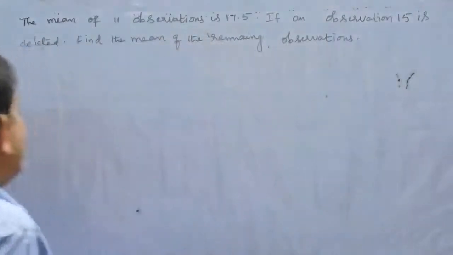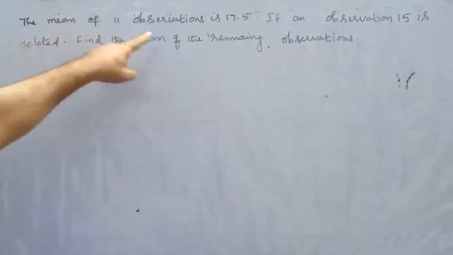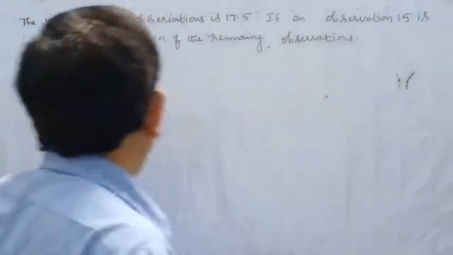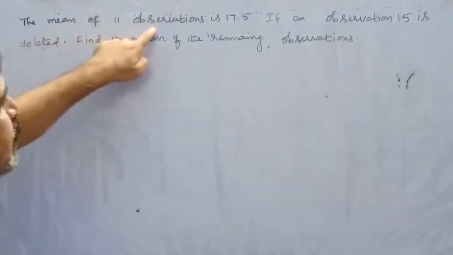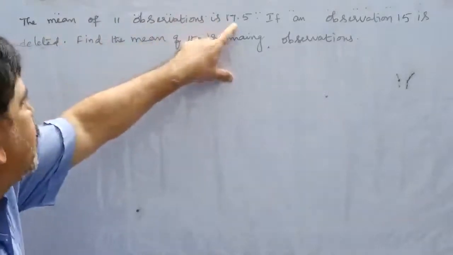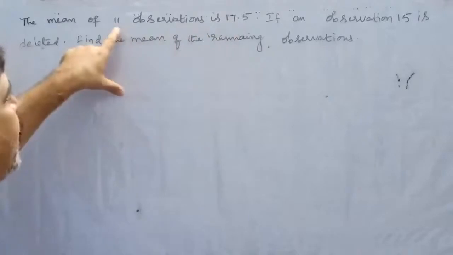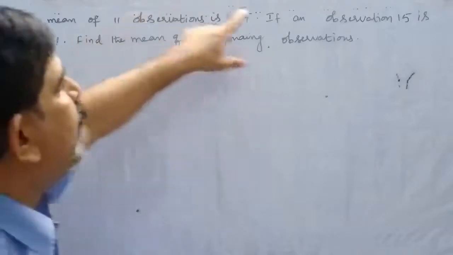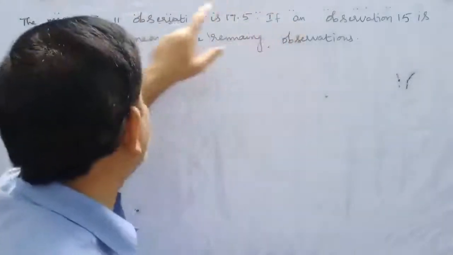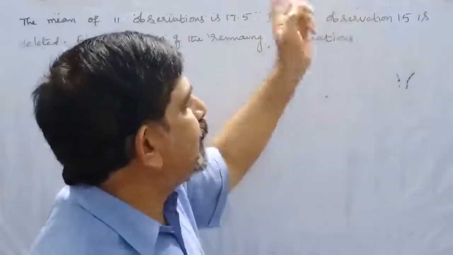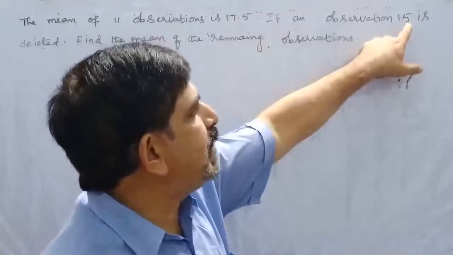See here, the mean of 11 observations is 17.5. If an observation 15 is deleted, find the mean of the remaining observations. The mean x bar is equal to 17.5 and the number of observations is 11. One observation is deleted from the total number of observations, and the value of that observation is 15.